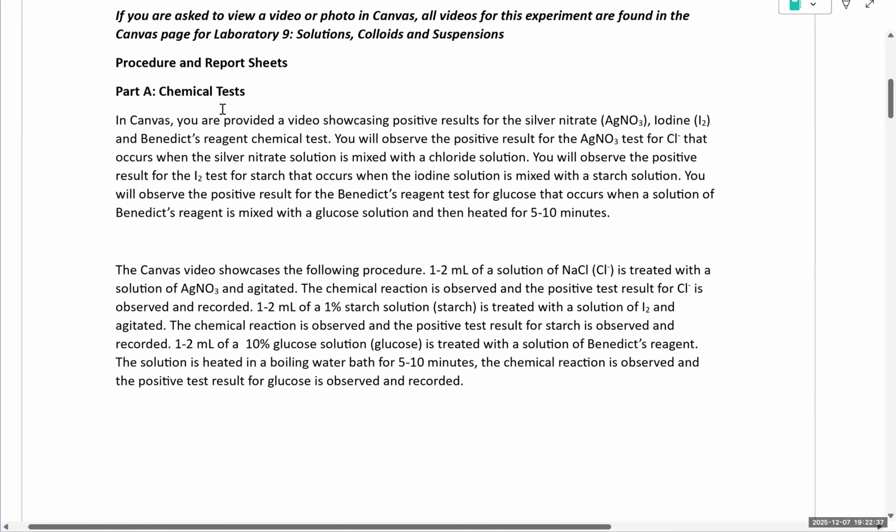So in Canvas, we're going to view a video showcasing positive results for the silver nitrate, iodine, and Benedict's reagent chemical tests. You're going to observe the positive result for the silver nitrate test, which tests for chloride, that occurs when we mix silver nitrate solution with a chloride solution. You're going to observe the positive result for the iodine test for starch, that occurs when the iodine solution is mixed with the starch solution. Finally, you're going to observe the positive result for the Benedict's reagent test for glucose, that occurs when a solution of Benedict's reagent is mixed with a glucose solution and then heated.